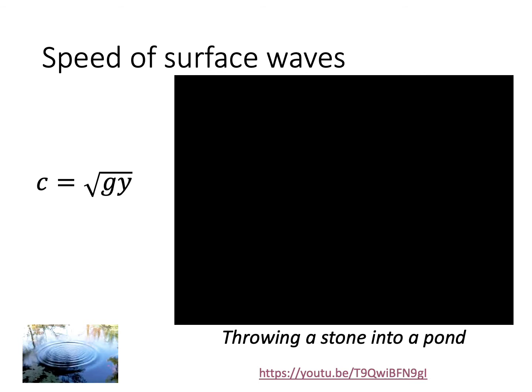Here we are going to show you a video of ripples you get on a pond when you throw a stone. As you know, these ripples are waves, surface waves. The speed of propagation of these waves is given by c, which is the square root of g times y. This speed of the surface waves will play an important role in the equations coming later.